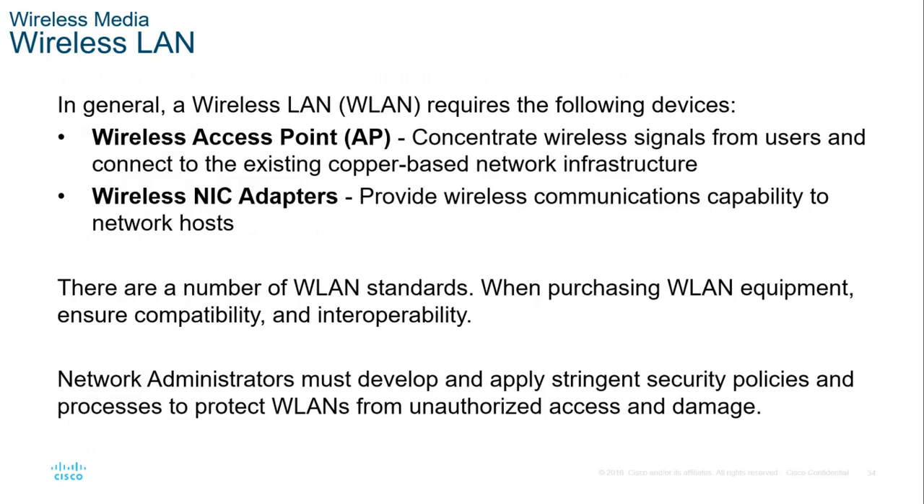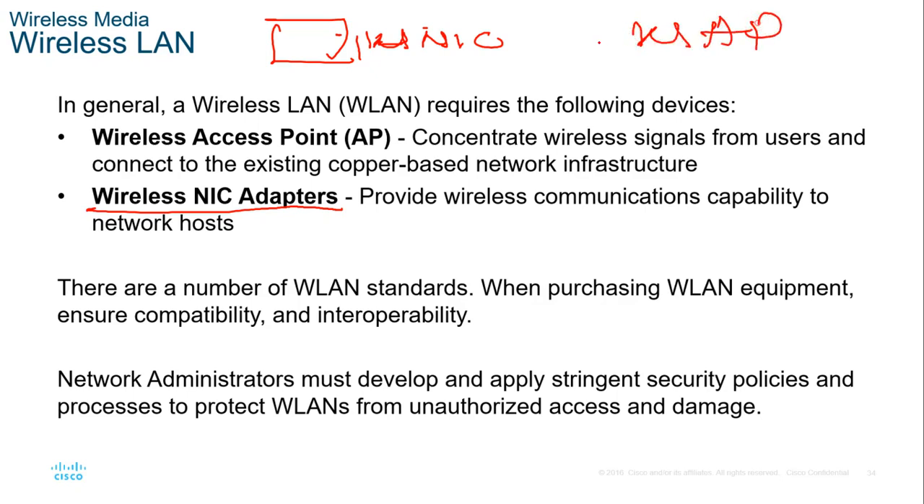In general, a wireless LAN requires the following devices. For you to set up a wireless LAN, we expect that the end device should have a wireless network interface card, or adapter. And then to be part of it, we need an intermediary device, and that intermediary device has to be a wireless access point, so that this end device can connect to the access point.